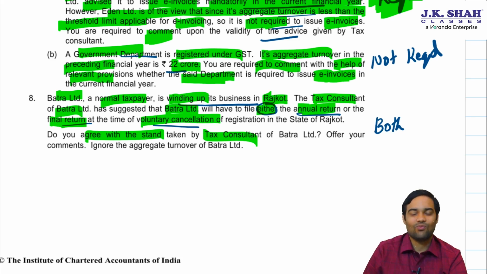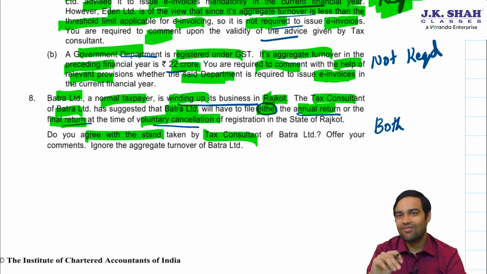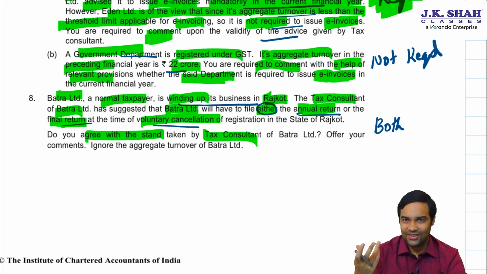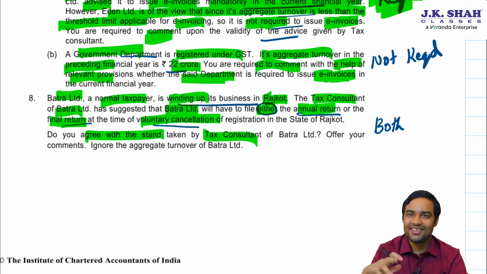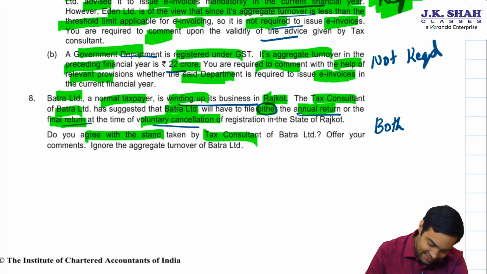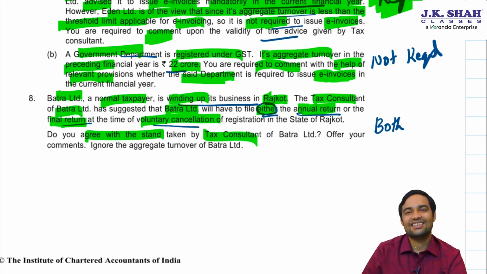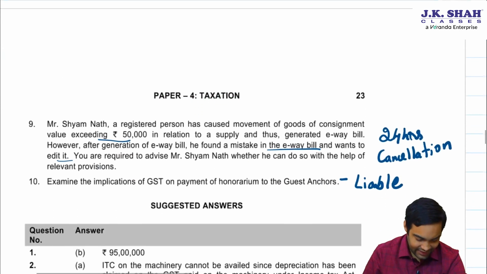The answer is no. When you are winding up, first for that particular financial year you will go ahead and file the annual return, and thereafter you are also required to file the final return. So the statement of either annual return or final return is wrong. In fact, both the returns will have to be filed by Batra Limited. So you can provide both the provisions and conclude that both are required. Your language in this will play a very vital role, and that's how determination of marks is done by the examiner. Okay, let's see the next one.